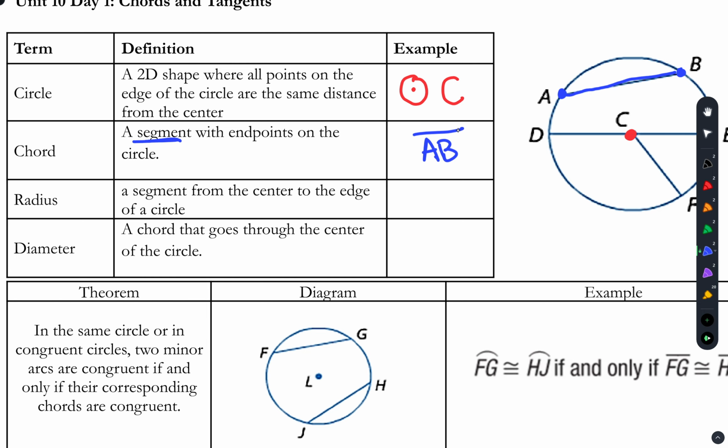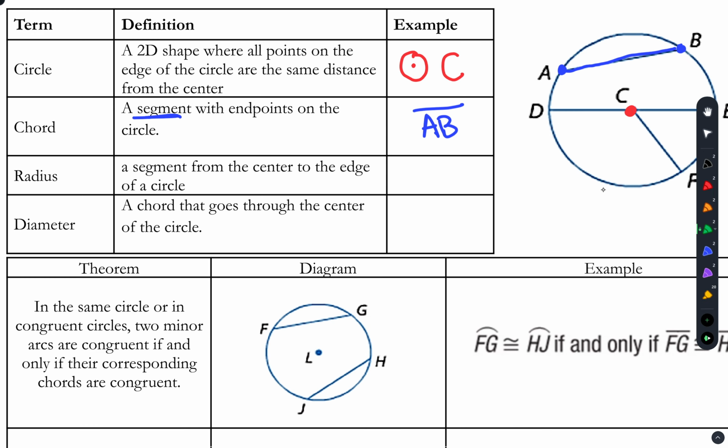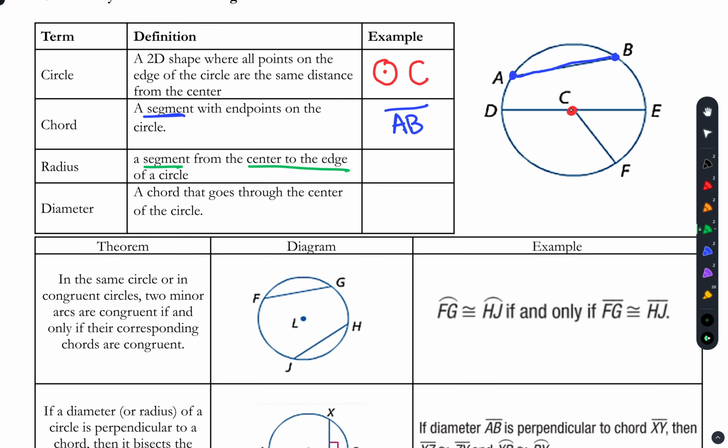The next one is a radius. A radius is not a chord because it does not have both endpoints on the edge of the circle. It is just a segment that goes from the center to the edge. So a radius, for example, in this guy would be CF. Notice it only has one endpoint on the edge, one endpoint in the center. So that would be CF.